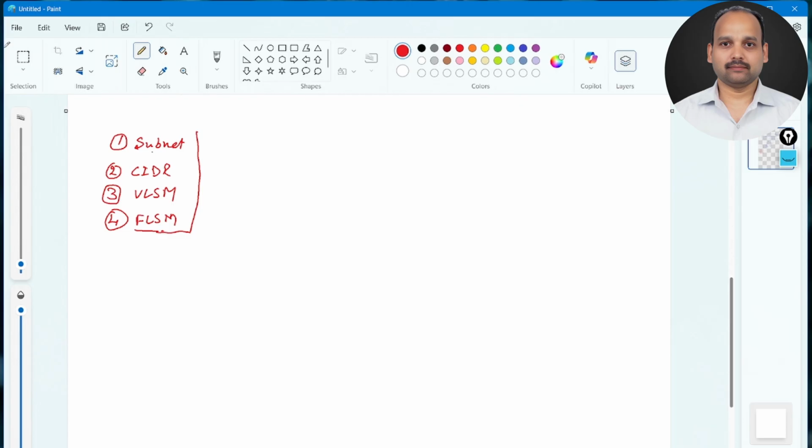Before starting subnet, CIDR, VLSM and FLSM, I just want to teach you about binary and decimal. This is going to help us during the subnetting part, how we do the subnetting. As you know, in binary two values are used, 0 and 1. Since we use only two digits, the base will be 2.